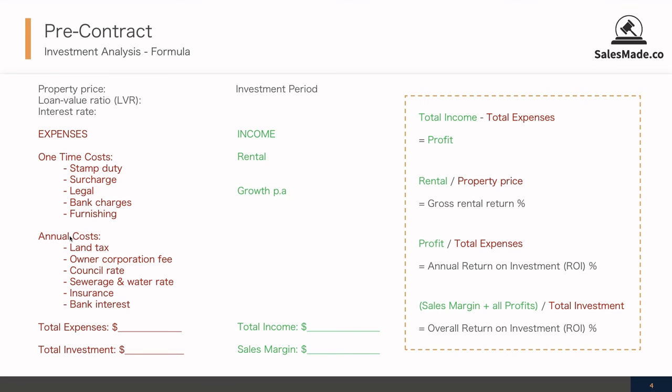Okay, so these are the one-time costs. Now, besides these costs, there are also annual costs associated with each property. If the property is used as an investment, you have to pay land tax. This is a tax calculated based on the value of the land component, if the property is used for investment.